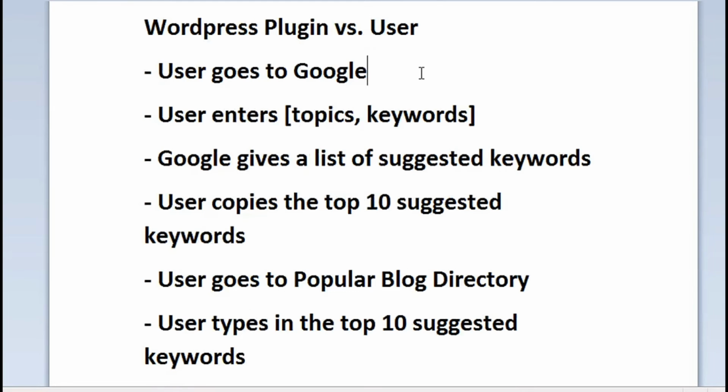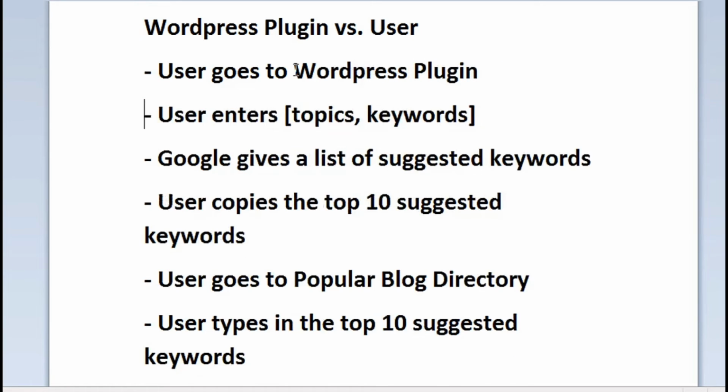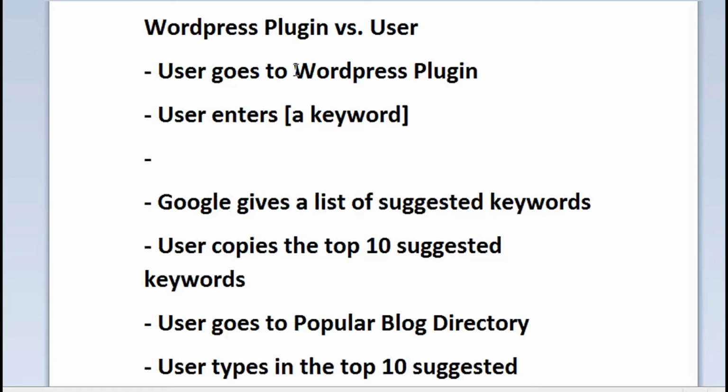Okay, so starting from the beginning again. User goes to Google. Now, in this case, the user is going to have to stay inside of the WordPress plugin. They're not going to be able to leave or anything like that. We're going to want them to be able to click a button and it all happens. All right. So user goes to WordPress plugin after they have activated it. And then the user enters maybe a keyword. All right. Now, obviously, they're still going to have to go to Google, right? But the user's not going to go to Google or any outside sites. That's the WordPress plugin's job, right?